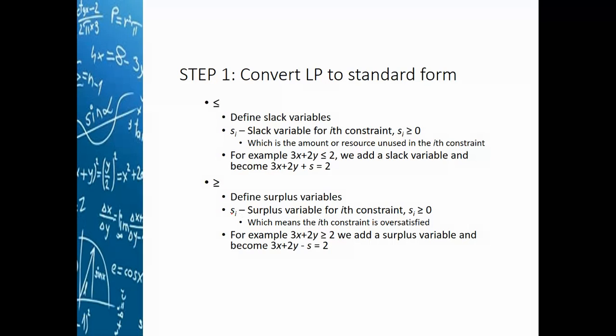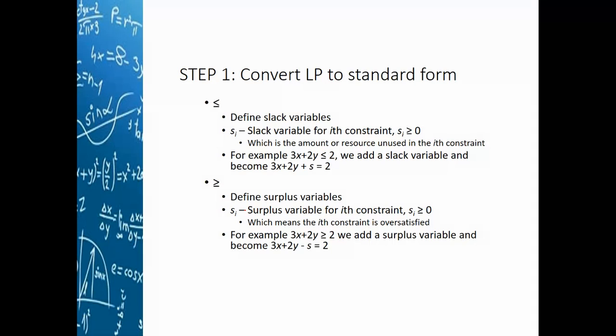Okay, standard form means that the first thing you need to identify is the constraint part. You have to identify whether your constraint has a form of less than, or a form of greater than. This changes a lot on your table. If you have a less than form, we call that a slack variable. If you have greater than, we call that a surplus variable.